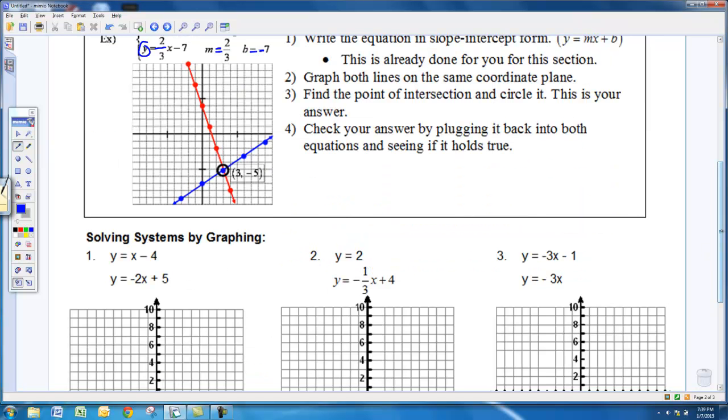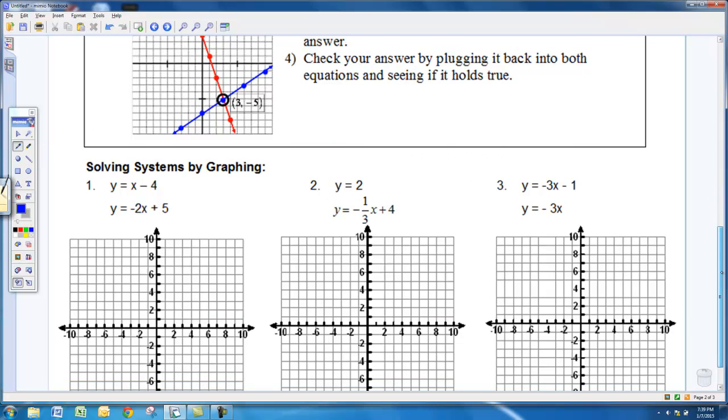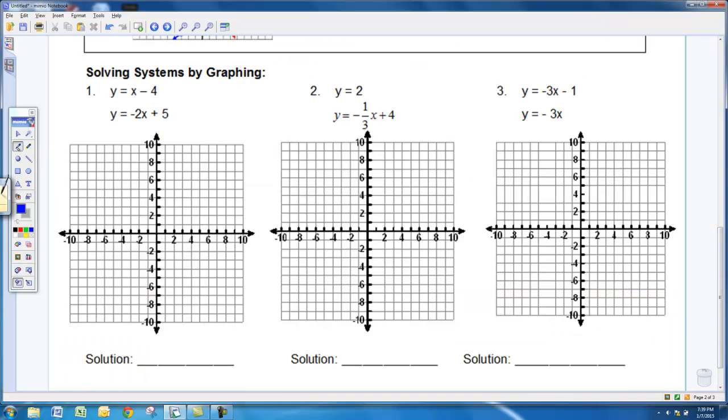Okay, let's go down and do an example of this together. So the first thing we will do is we will make sure that our lines are written in slope-intercept form. Both of these equations are solved for y, so we're good. Now we'll identify the slope and the y-intercept. The slope of the first line is 1. The y-intercept is -4. I'll use red for the second line. The slope of my second line is -2, and the y-intercept is +5.